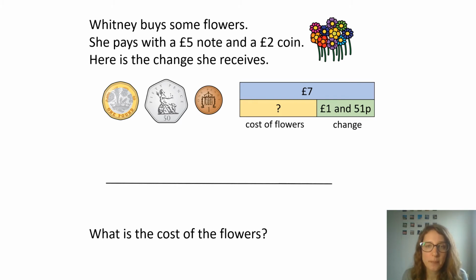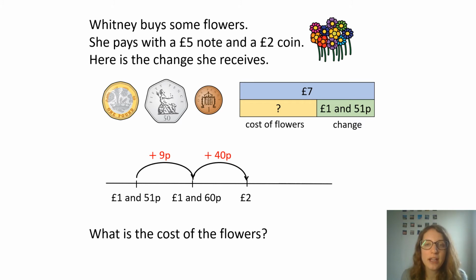So let's start with our number line. I've got £1.51 here, and I need to get up to £7. So I'm going to add 9 pence to start with, so that I'm now onto a multiple of 10, because again they're a bit easier to count in and add on. That takes me to £1.60. I now want to go to the next pound. So what's the nearest pound to that? I've gone £1.60 and I want to go to £2, so I'm adding 40 pence. Okay, so I'm at £2.